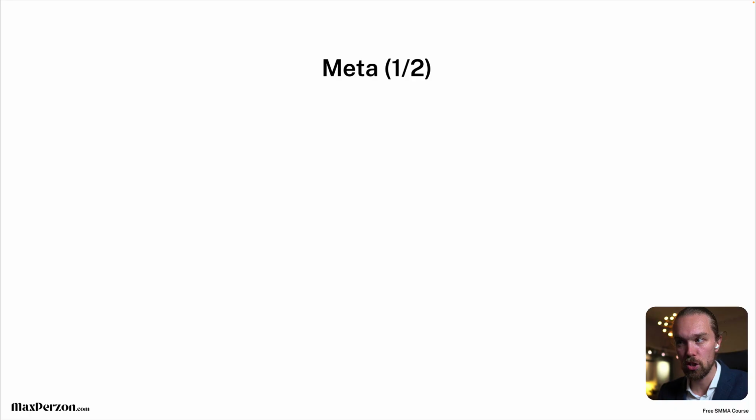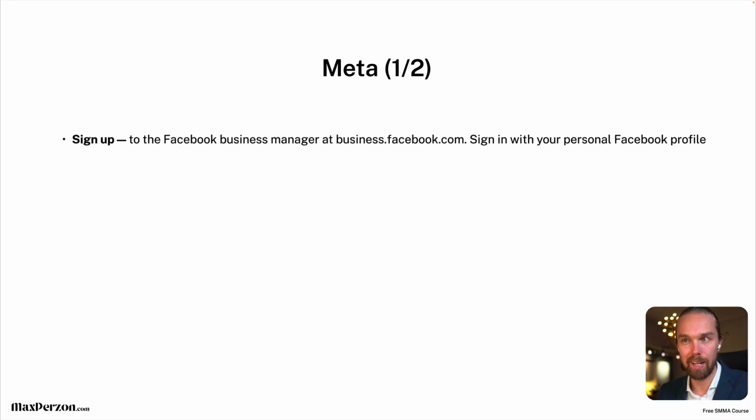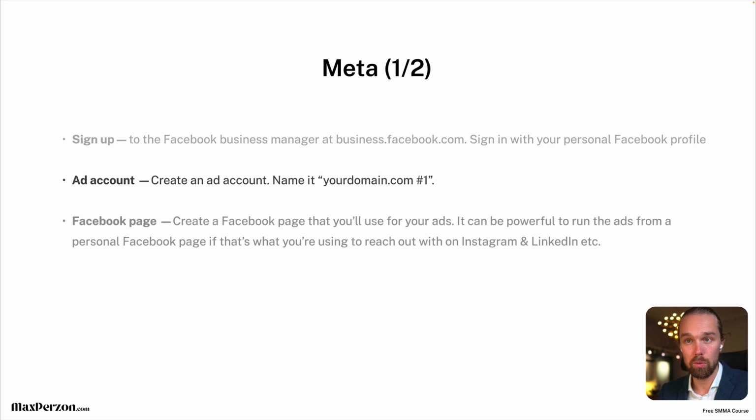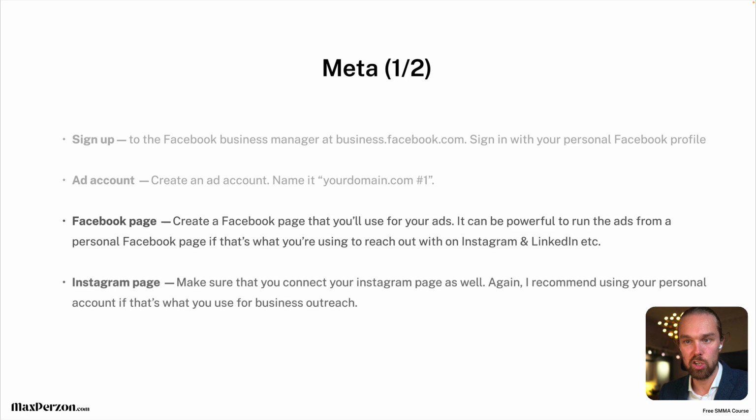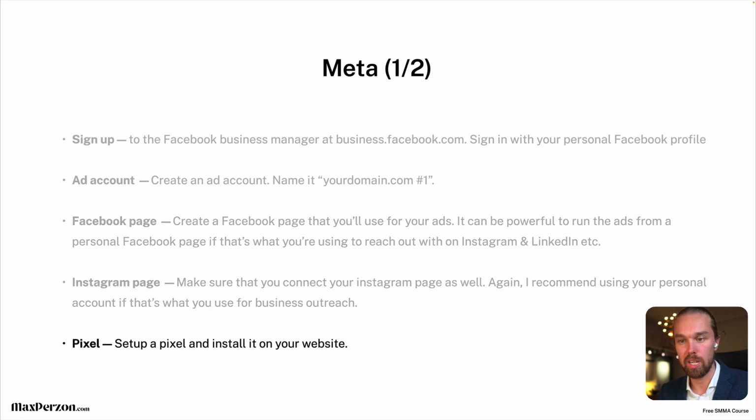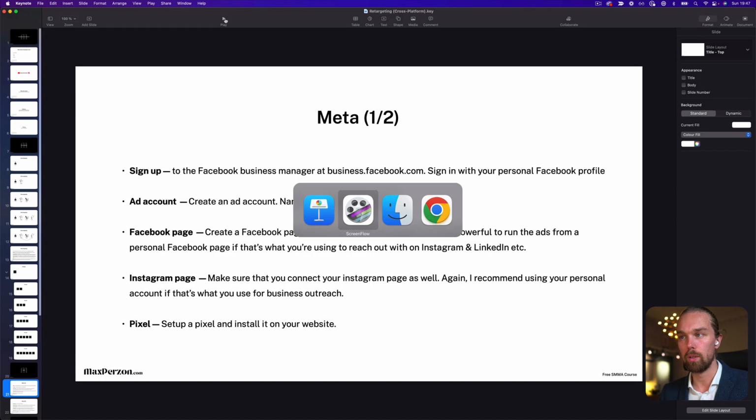Meta. So let's start with Meta, and let's start to set up Meta right now. Let's just dive into it. So the first thing we're going to do is sign up with a Facebook Business Manager at business.facebook.com. It's completely for free. It only costs you when you start to actually spend money on ads. And you want to sign in with your personal Facebook profile. Then we're going to create an ad account. Then we're going to connect your Facebook page, then your Instagram page, and then you set up a pixel as well. So let's do this right now.